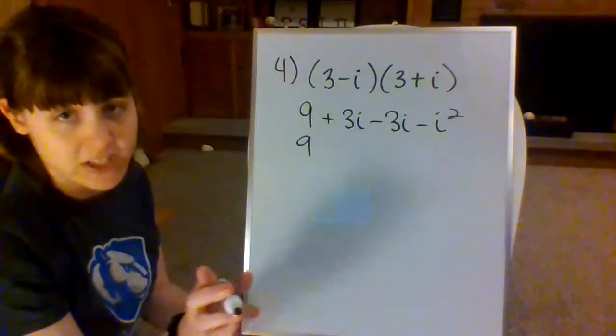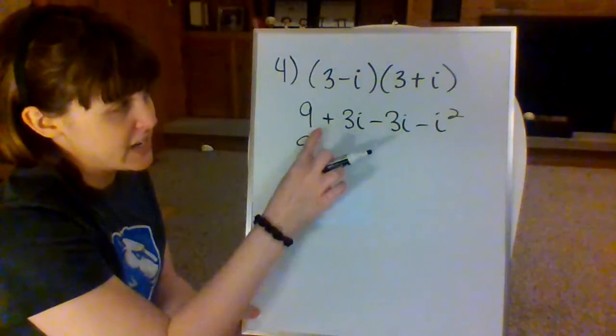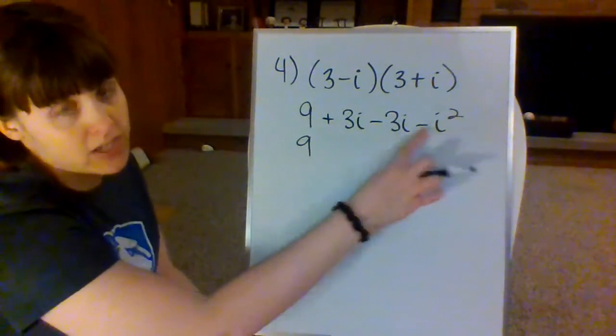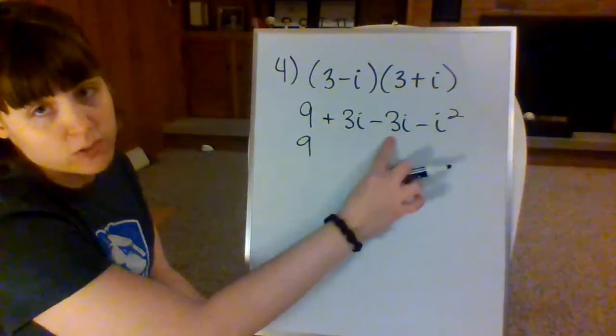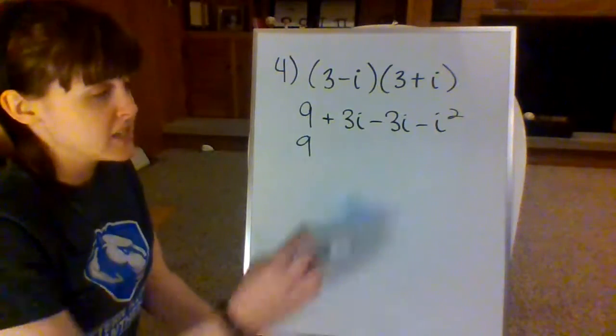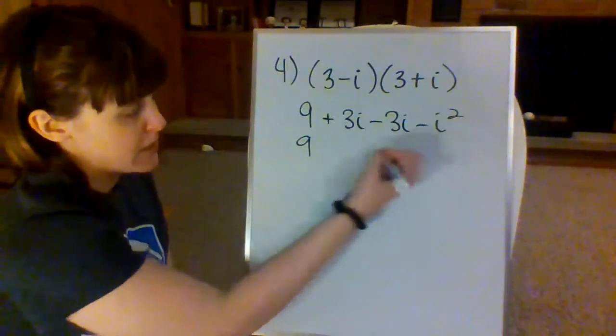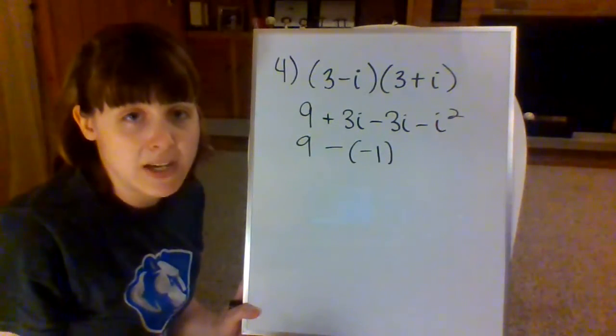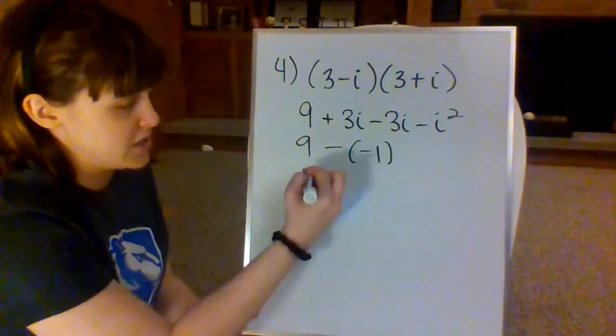Okay, so if you watch this, I FOILed this. I got 9 plus 3i minus 3i minus i squared. If you combine these middle two, what's going to happen? They cancel out and they equal 0. So we're going to have 9 minus negative 1. So that would make 9 plus 1, which is 10.